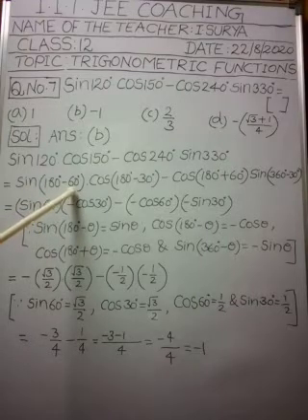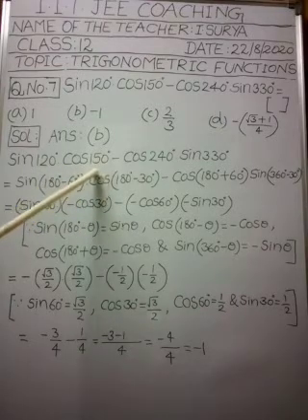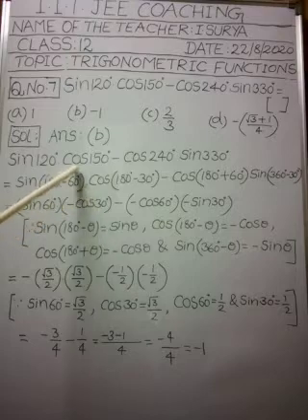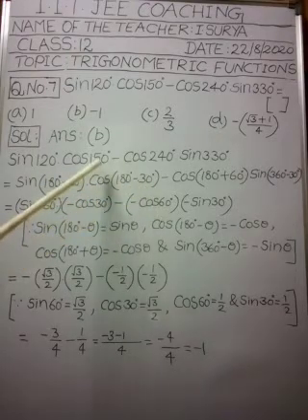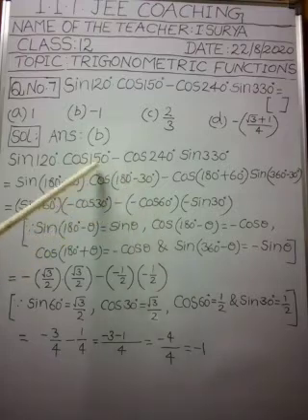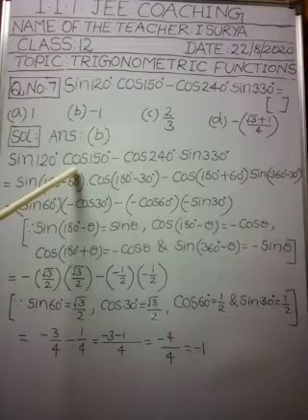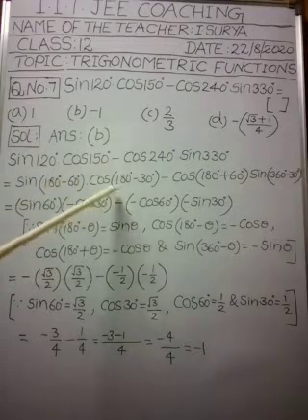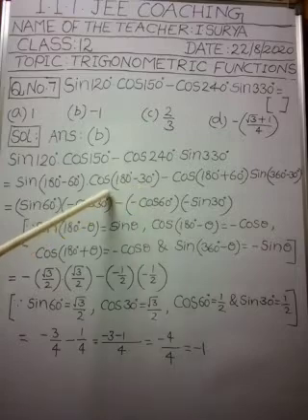Understood this part, my dear children? Right. Come to the second factor, cos 150 degrees. We can write it as cos of 180 degrees minus 30 degrees. 180 degrees minus 30 degrees, what will you get here? 150 degrees only. That is why we wrote this factor as cos of 180 degrees minus 30 degrees. Understood this factor, my dear children?